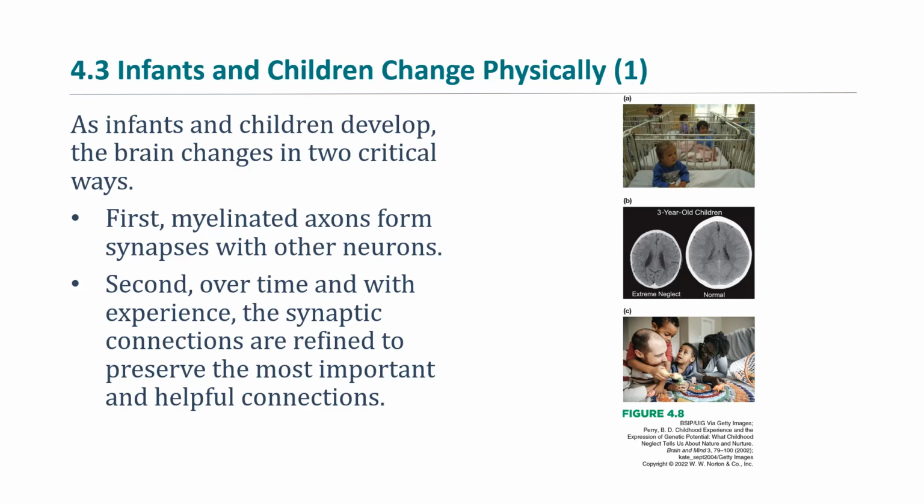Remember, myelinated axons are axons that have a myelin sheath on them for faster neural communication. They tend to belong to more important parts of the brain and the nervous system. Over time and with experience, the synaptic connections are refined to preserve the most important and helpful connections.